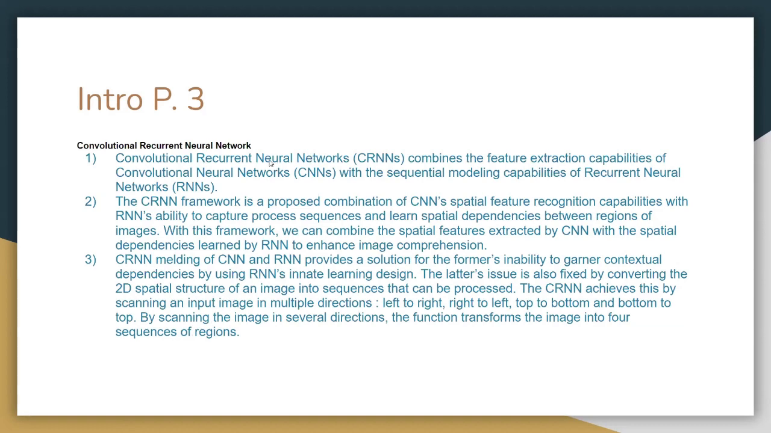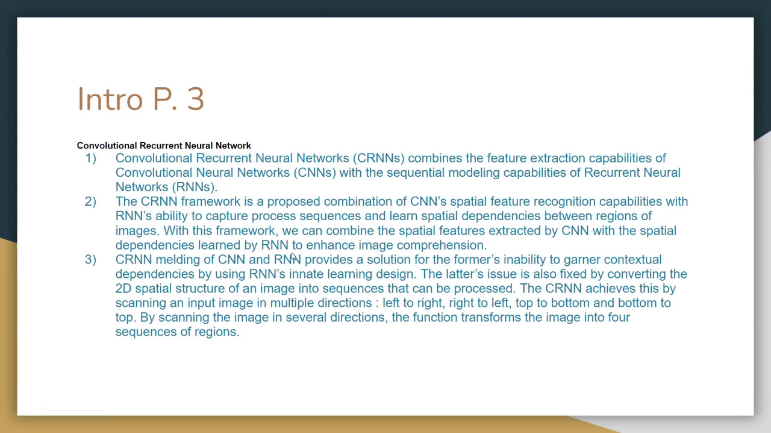Convolutional recurrent neural networks, which are a mixture of the two, combine the feature extraction capabilities of convolutional neural networks with the sequential modeling capabilities of recurrent neural networks. The CRNN framework, proposed by this paper, combines CNN's spatial feature recognition capabilities with RNN's ability to process sequences and learn spatial dependencies between regions of images. With this framework, we can combine the spatial features extracted by CNN with the spatial dependencies learned by RNN to enhance image comprehension.